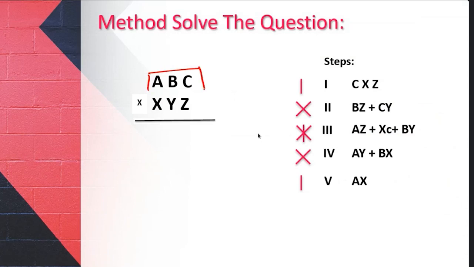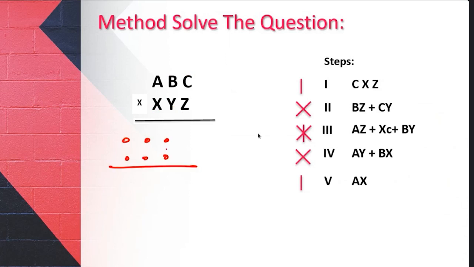So I'm taking this 3-digit number. Suppose the numbers are ABC and XYZ. You can take any numbers like 1, 2, 3, 4, 5, 6, any number you can take here. For that, I'm writing the steps. I'm just creating a place. So this is a 3-digit multiplication.